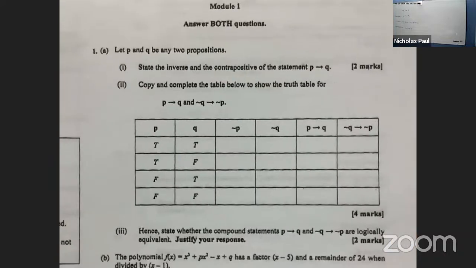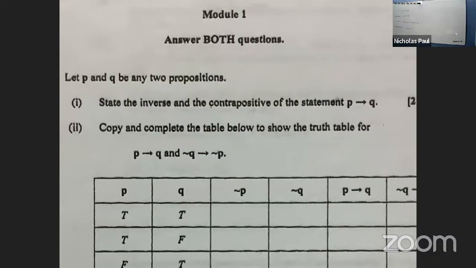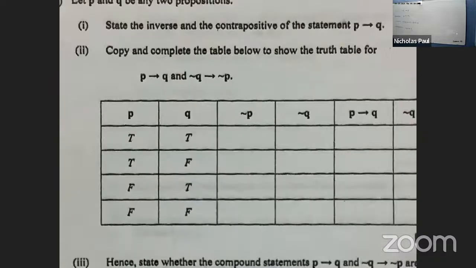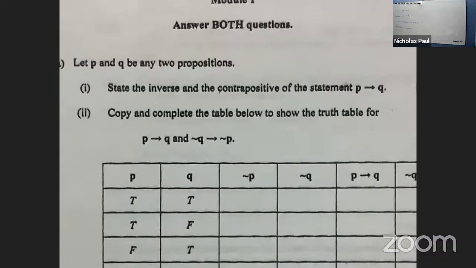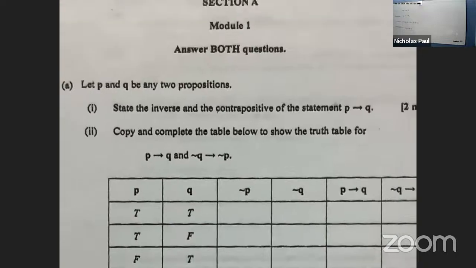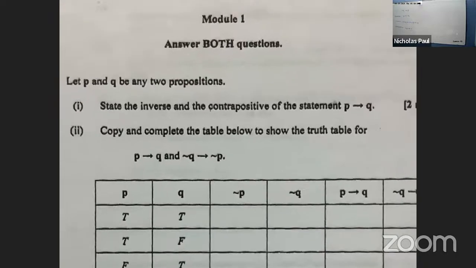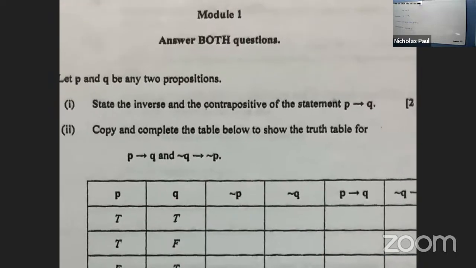Try that quick 2019, which is real easy. Part one, eh? Part one. I think we did part two already. Yes, part one. Say the inverse and contrapositive of P implies Q.